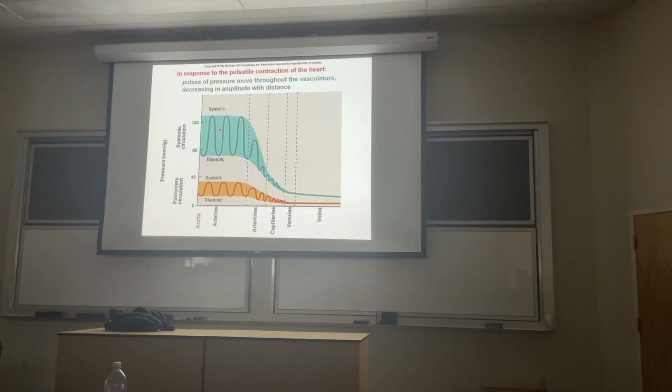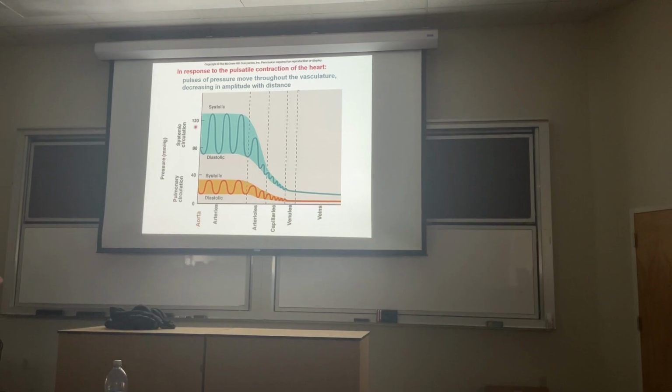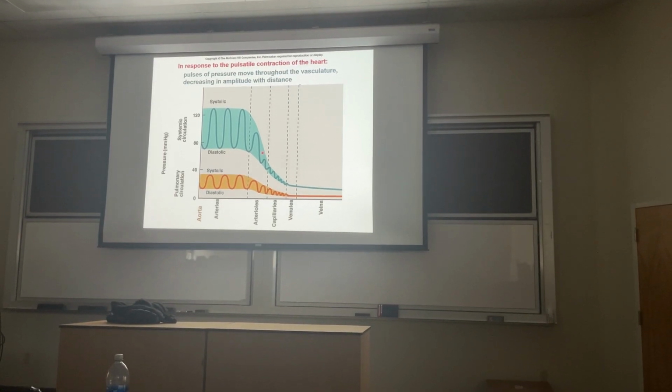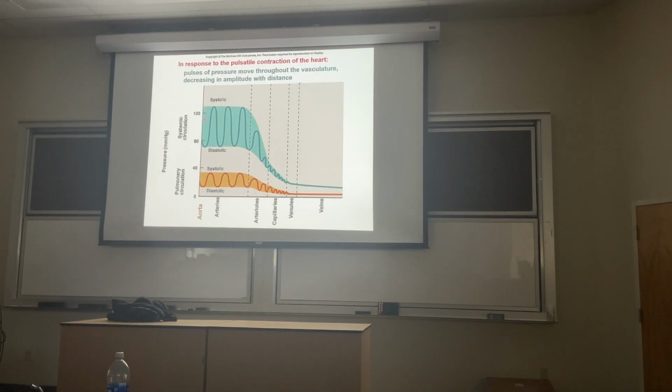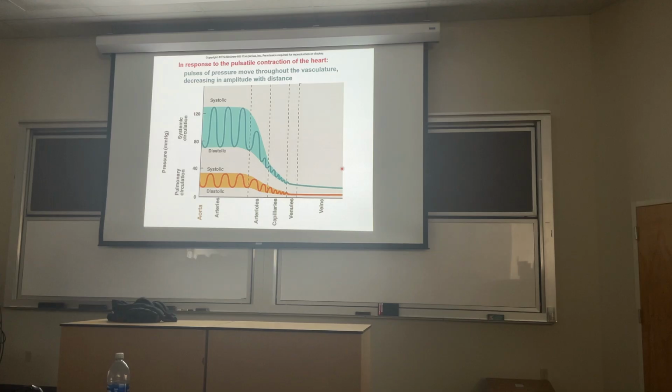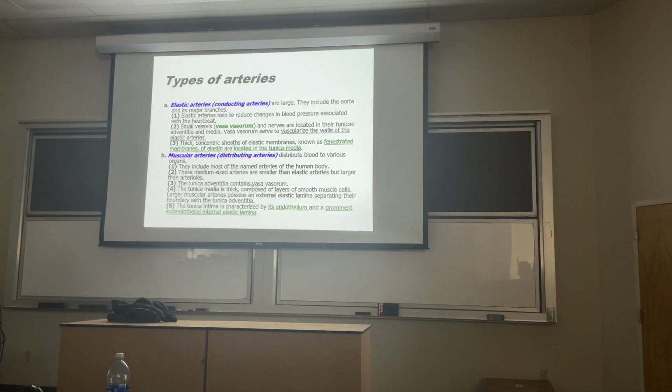We do have a blood pressure in the systemic circuit, systolic over diastolic, approximately 120 over 80. This is showing 125 over 75 in this diagram. And it pulsates. And then this is the pulmonary circuit, a much lower pressure system.